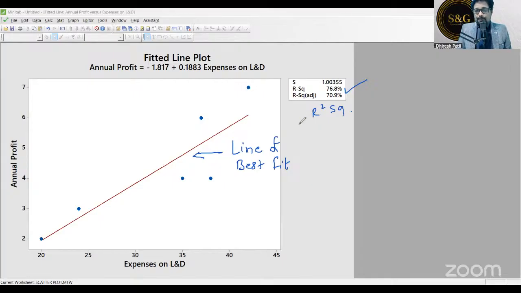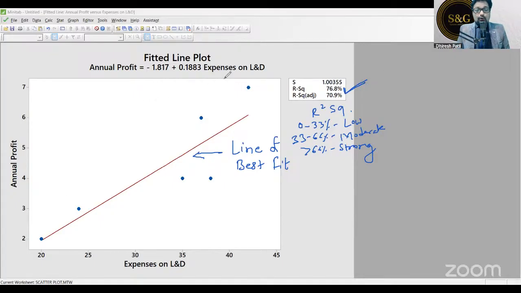For example, if you have 0 to 33%, then it is a low strength of relationship. If it is between 33 to 66%, it is a moderate relationship. If it is above 66%, then it is a very strong relationship between X and Y. Right now it is showing 76.8%, which shows a very strong relationship.